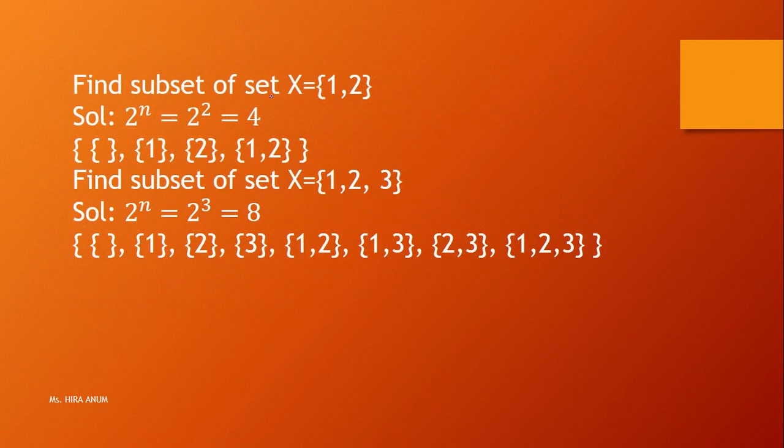So, finding the subsets of x equals 1, 2. You have 2 elements, put n equals 2, which gives 4. Firstly, you write the empty set and the set itself, then put one member separately, then write the second element separately. If you have 3 elements, you have to solve it like this.